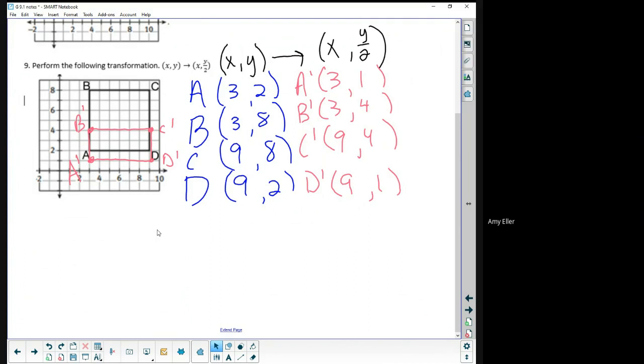It's always good to ask yourself if it looks like a reasonable answer. Here's what I mean by that. Look up here. Does this seem reasonable for what happened here? Yeah, the x distance should not change. It should not slide over. It should not get farther apart. The y distance should be divided by 2, which looks like what happened.